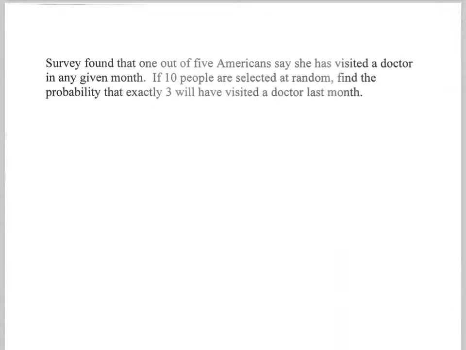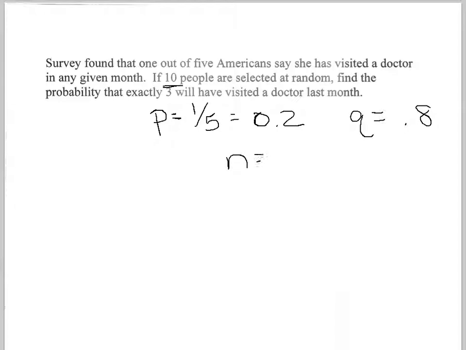Let's look at an example. In this particular case, a survey found that 1 out of 5 Americans say they visited a doctor. So my probability of success is going to be 1 out of 5, or 0.2. This means my Q value must be 0.8. 10 people are selected. There's my N. Exactly 3 will have visited a doctor last month.